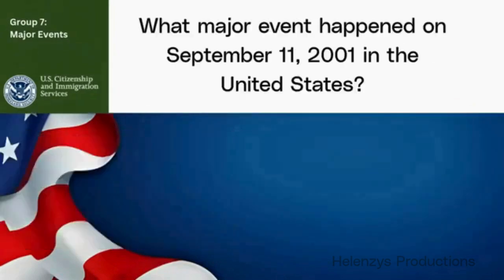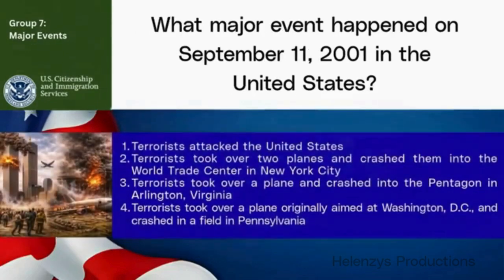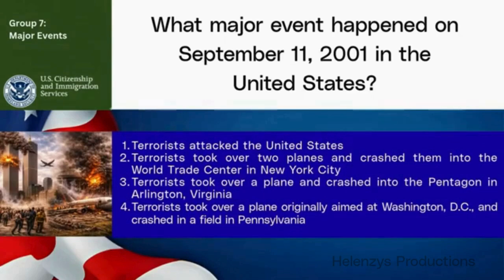What major event happened on September 11, 2001 in the United States? Terrorists attacked the United States. Terrorists took over 2 planes and crashed them into the World Trade Center in New York City. Terrorists took over a plane and crashed into the Pentagon in Arlington, Virginia. Terrorists took over a plane originally aimed at Washington, D.C., and crashed in a field in Pennsylvania.